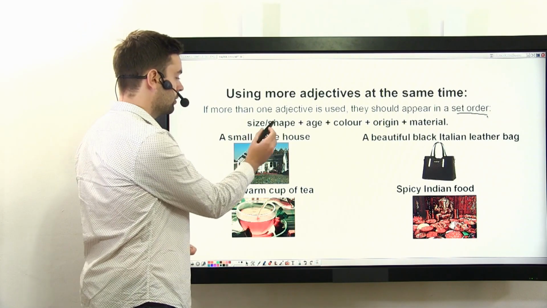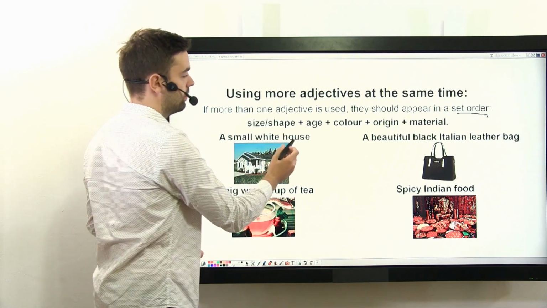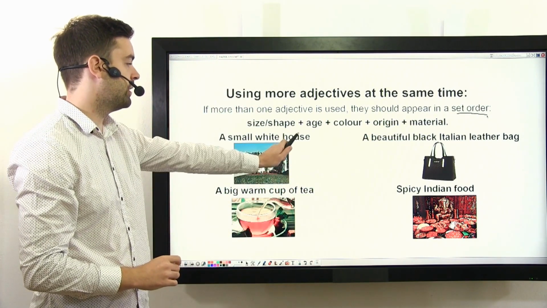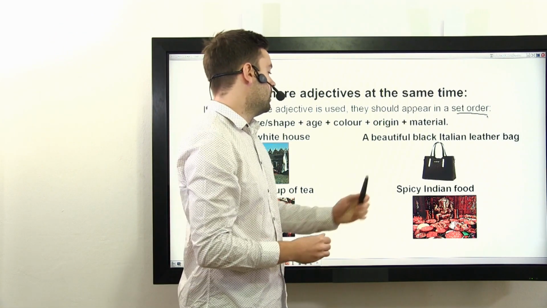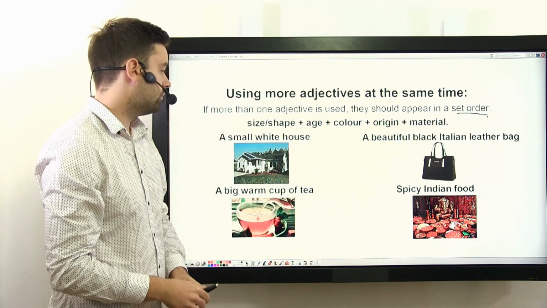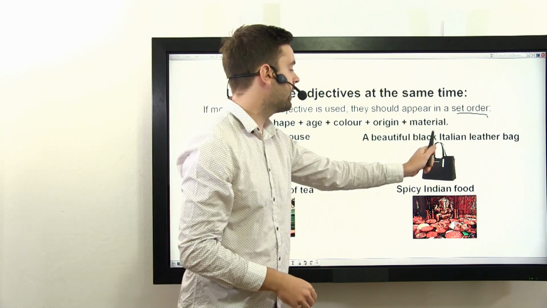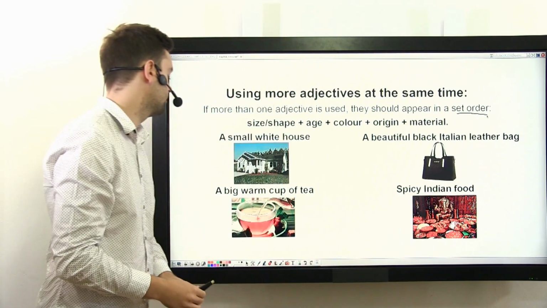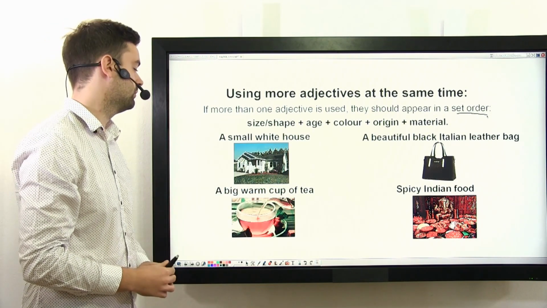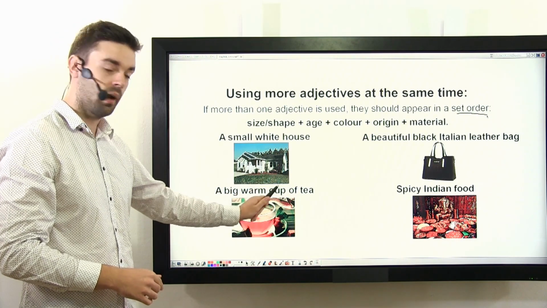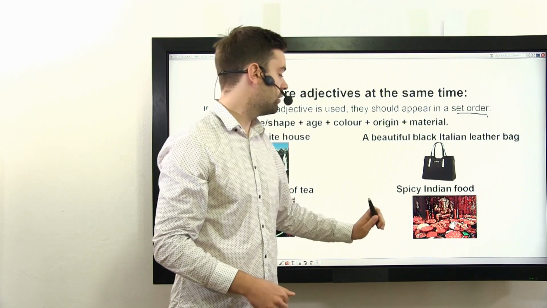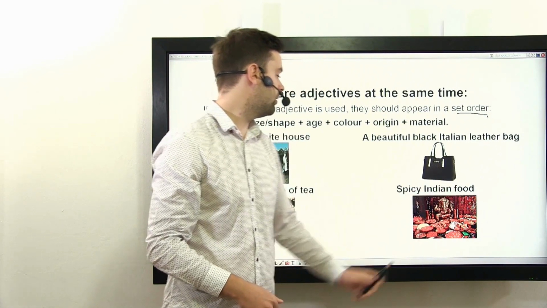So a small white house. A beautiful black Italian leather bag. A big, warm cup of tea. Spicy Indian food.